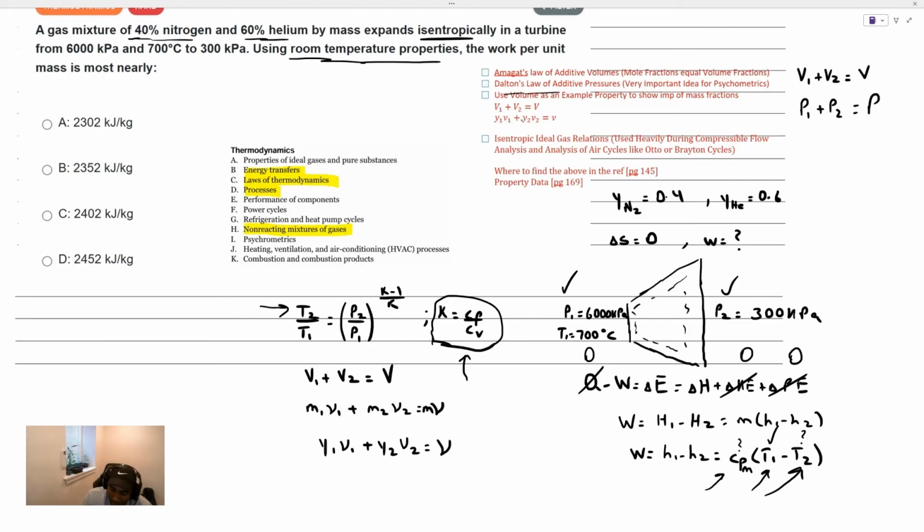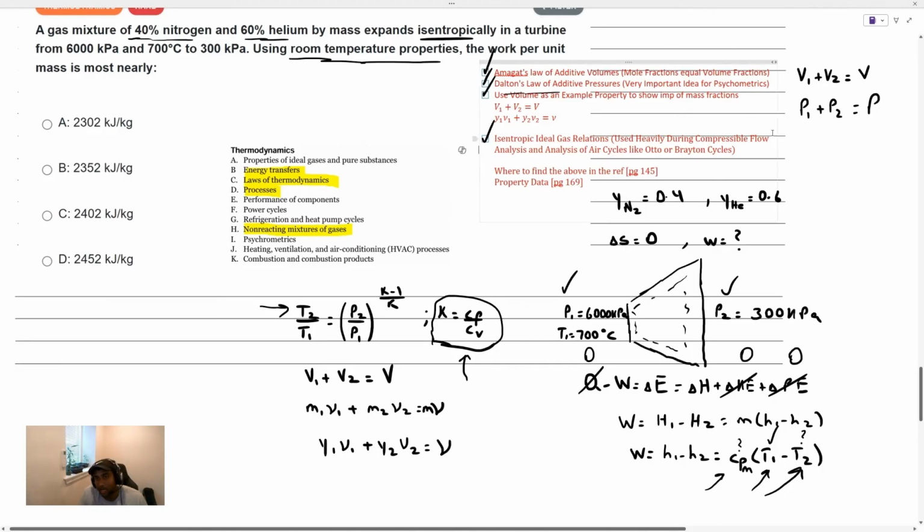So we went over Amagat's law, Dalton's law. We looked at volume as an example to emphasize why we can use mass fractions to be able to find mixture properties, and we looked at that ideal gas relationship. Let me show you these things inside of the FE reference manual here.